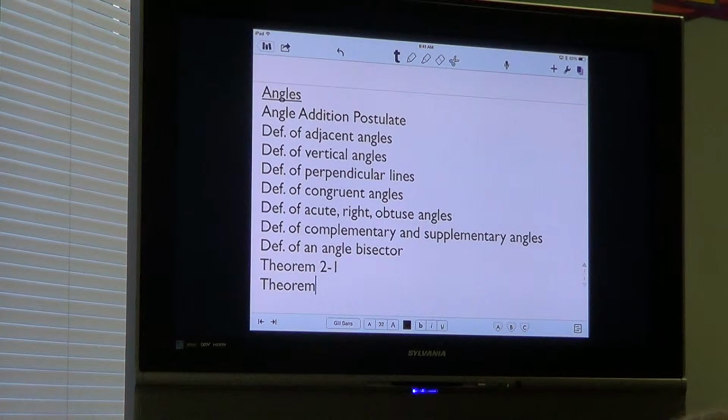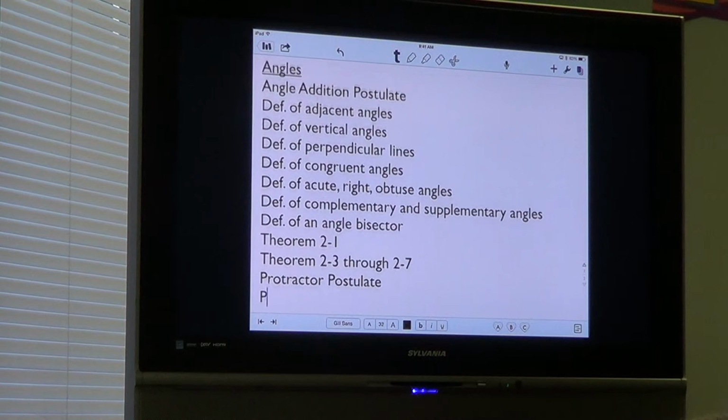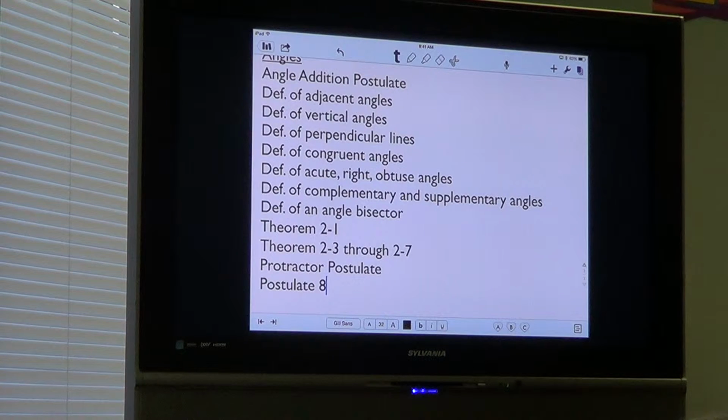And then that's 2-2. No, we don't do 2-2. 2-3 through 2-7. And we're gonna be adding to this list, obviously, throughout the year. Right? The protractor postulate. Today, Postulate 8 is another one. Let's see. For every angle, okay. I think we have used that. Would we also do the others that come after? Oh yeah, we have those. Yeah, we are through 2-12, you're right. So theorem 2-3 through 2-12.